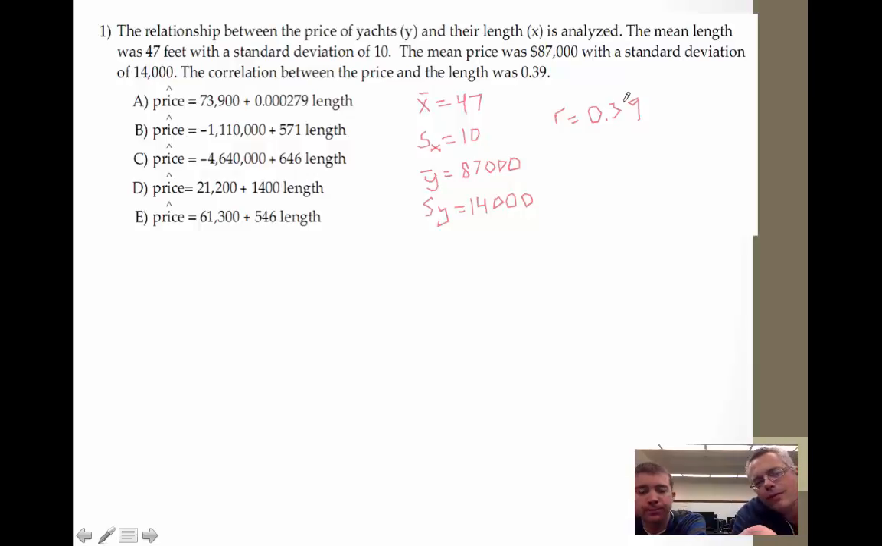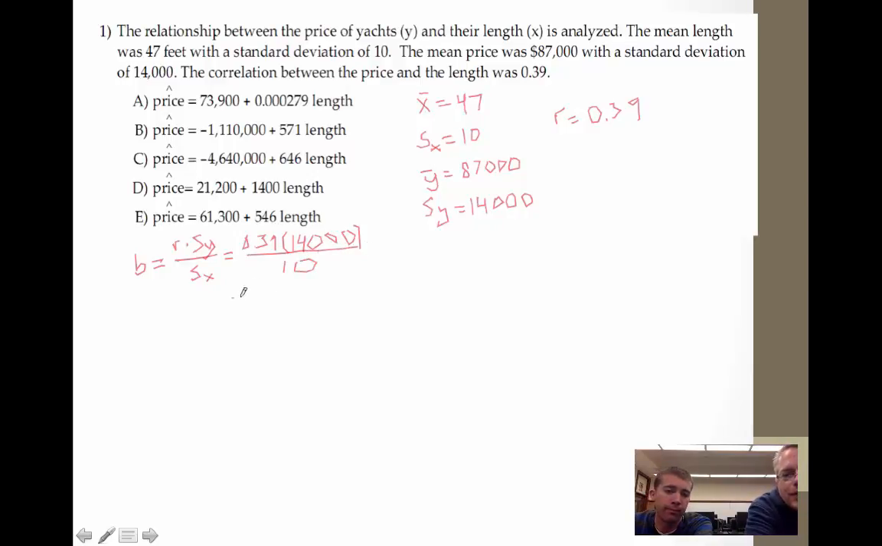So let's write the formula for slope. B equals R times S sub Y over S sub X. I always like to write the formula I'm using. So that's going to equal 0.39 times 14,000 divided by 10. And the slope is 546.